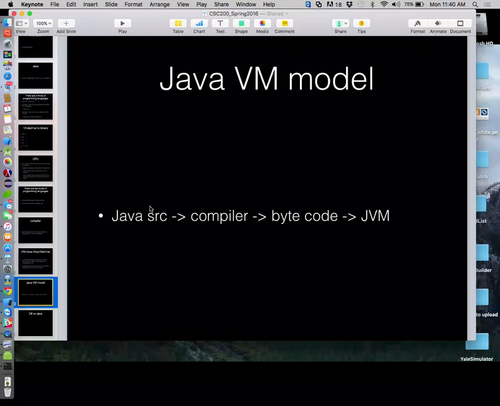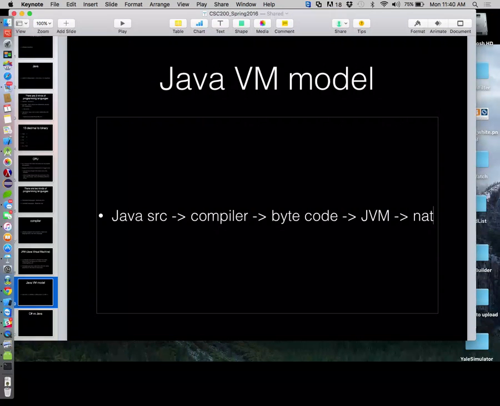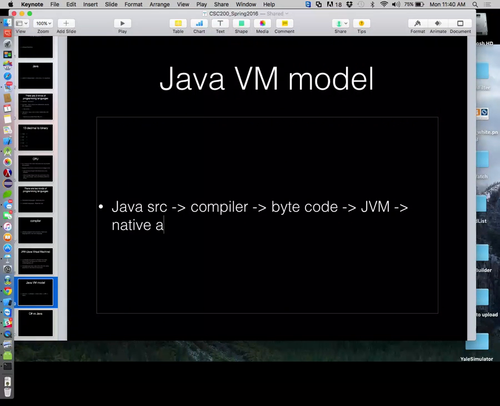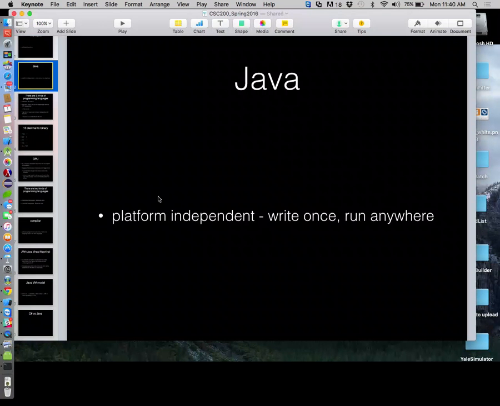All right, so Java source code gets compiled into bytecode, which then runs through the virtual machine, which then turns it into native assembly, which then runs on the CPU. And it's for this reason that Java is platform independent.